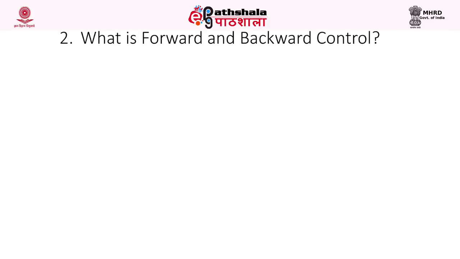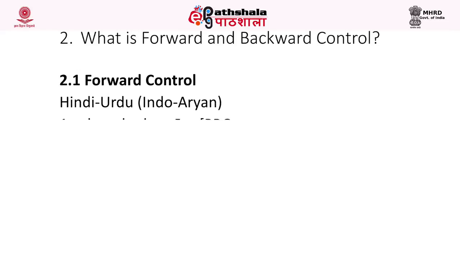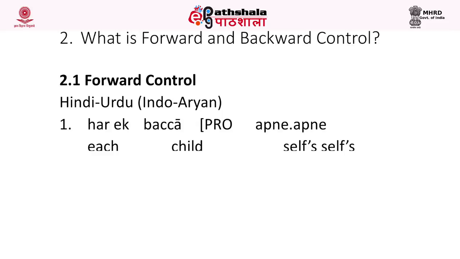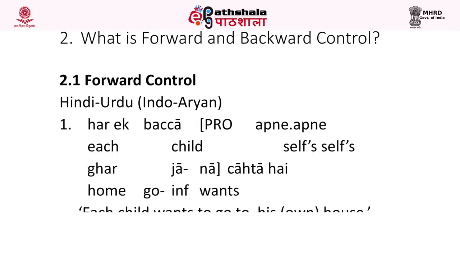We provide an example of forward control from Hindi-Urdu. Har ek bachcha apne apne ghar jana chahta hai. Here, har ek bachcha is the subject of the matrix clause, which means every child. The subject of the embedded clause is a big pro, which is co-indexed with the subject of the matrix clause. And this sentence means each child or every child wants to go to his own house. You can check such sentences in your own language. There is no doubt for such sentences in any South Asian language.